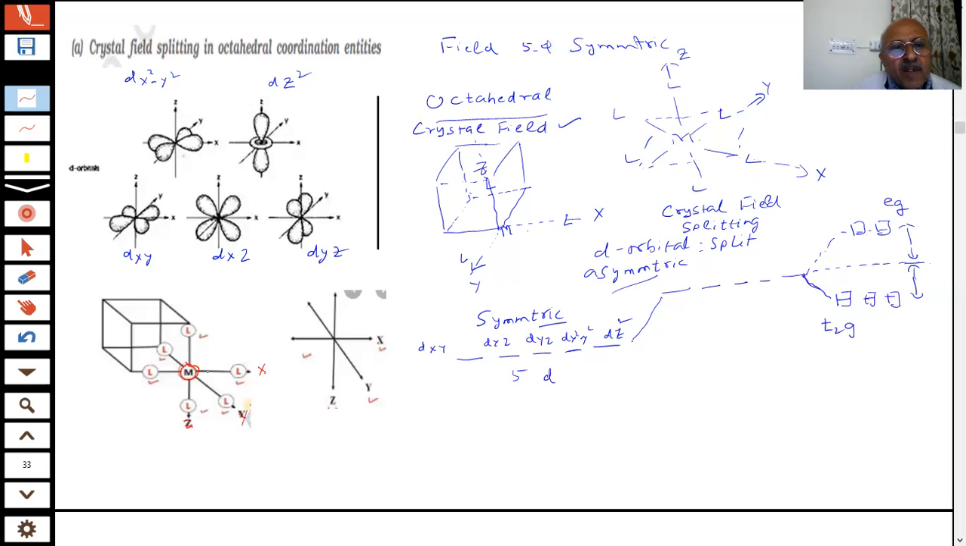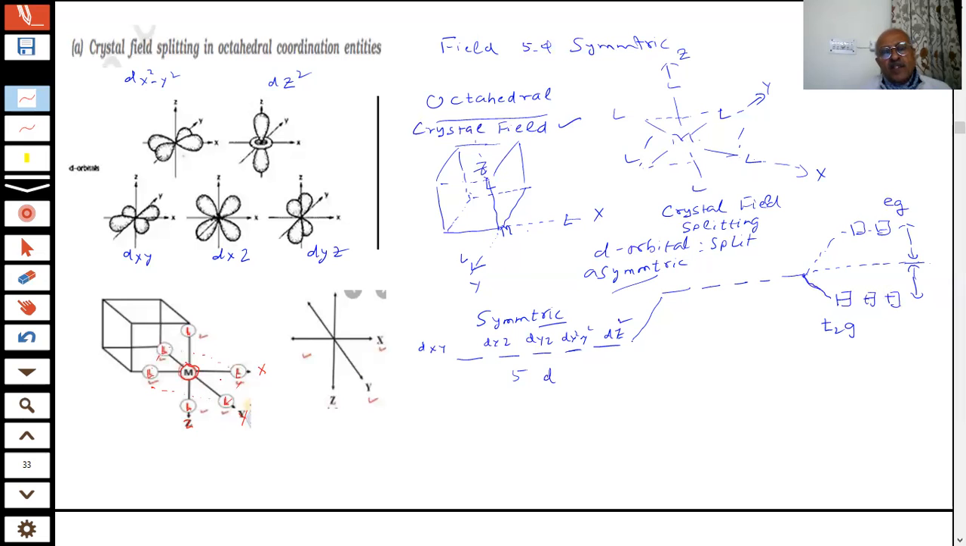So ligands are coming from the x-axis, from the z-axis, from the y-axis. How many? One, two, three, four, five, six. So six ligands are coming. This is the octahedral shape, as you can see. If I draw this, I can see an octahedral geometry.